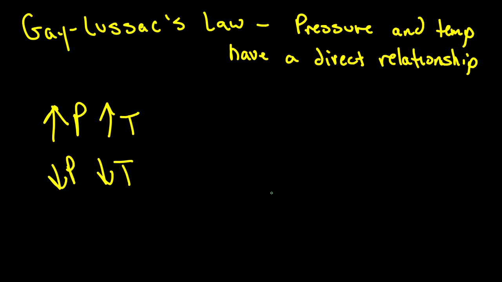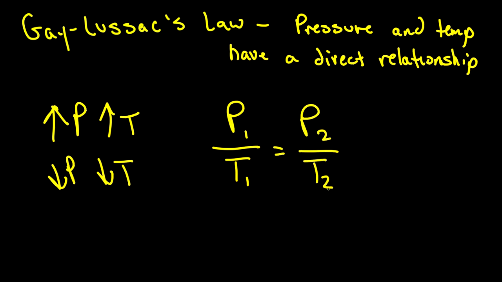So just like the last two laws, if there's a relationship, there is a formula. This one's just like Charles' law, and it's set up the same with different variables. So your original pressure will be over the original temperature, set equal to the new pressure over the new temperature.